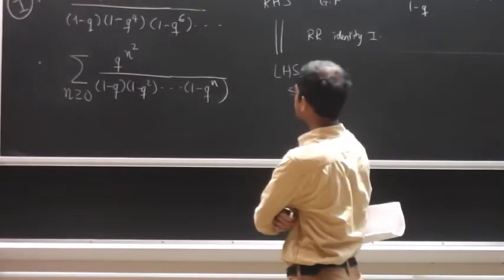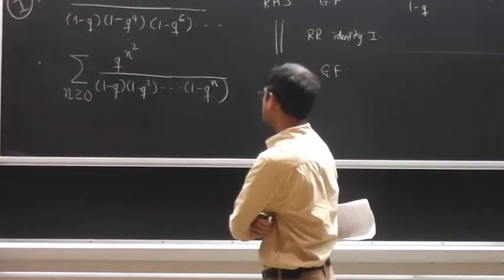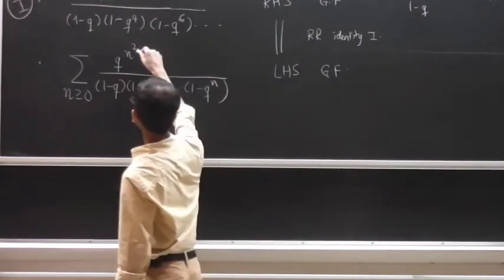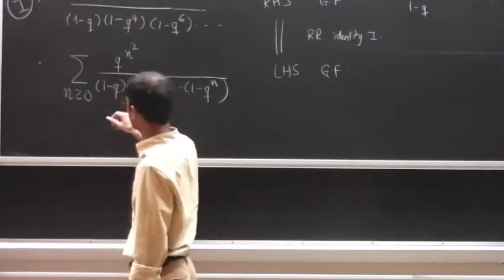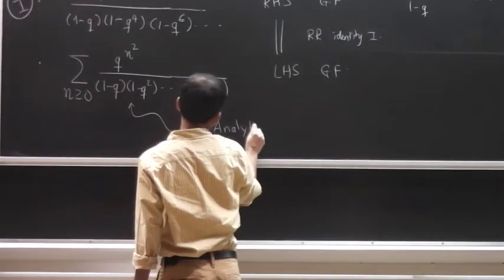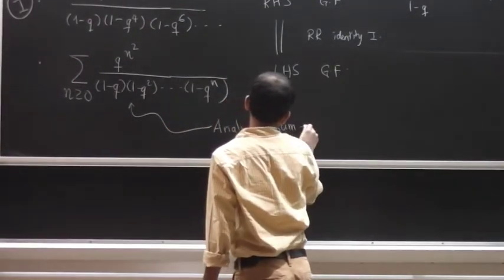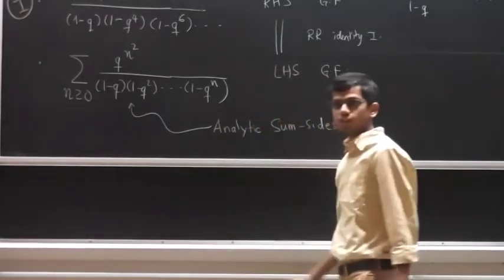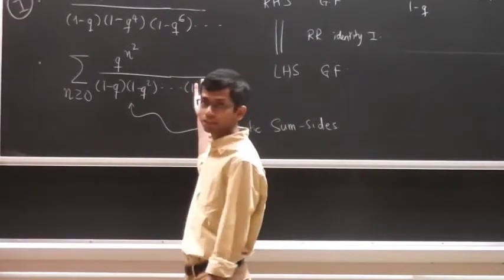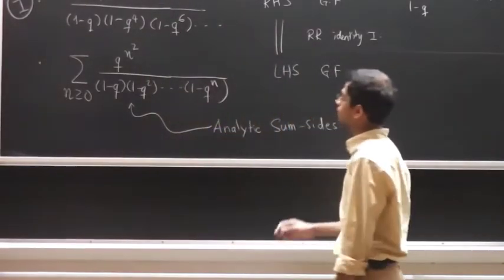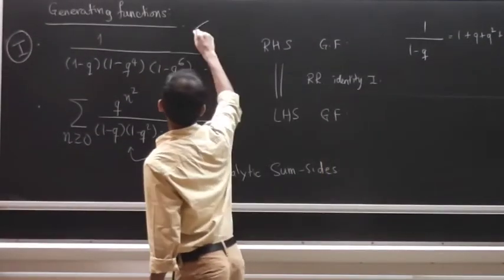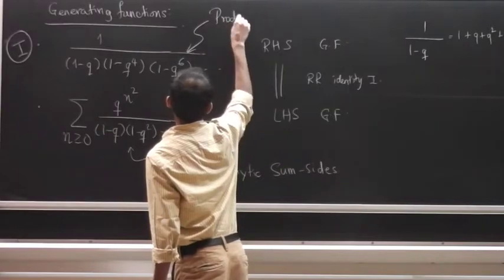Alright, so let me introduce some terminology that is relevant for us. This thing, q to the n squared divided by all that, is called the analytic sum side. I don't really know which is the prevalent term, but I think this is quite prevalent. Although I'm not doing any analysis right now, I'll still call it analytic sum side. This is, of course, the product side.